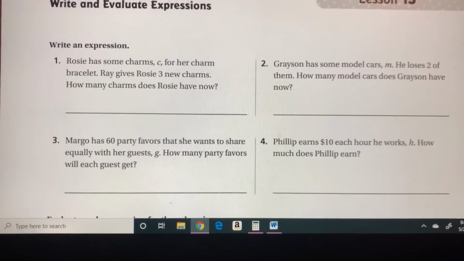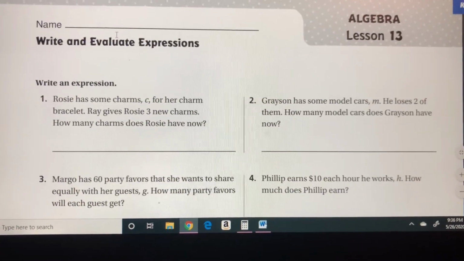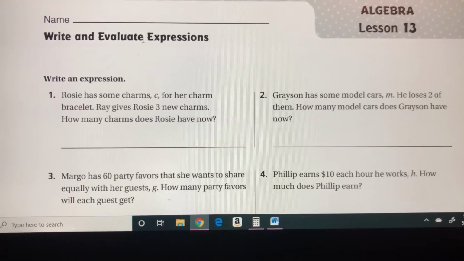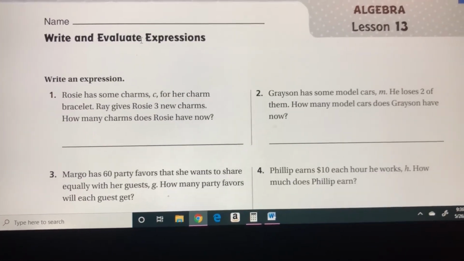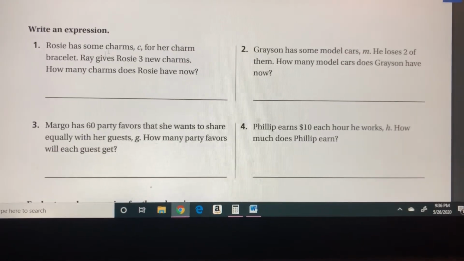Boys and girls, we're going to be going over lesson 13, which is write and evaluate expressions, okay? Now remember that the word evaluate means to solve, so we're actually going to be writing out these expressions and solving them. So let's look at number 1.